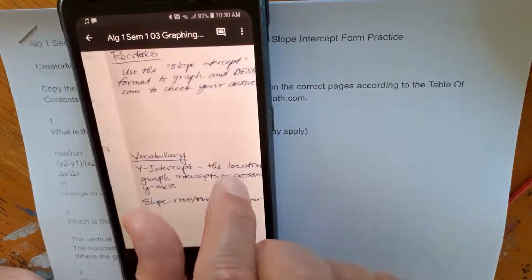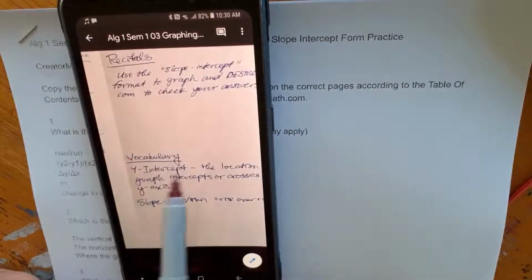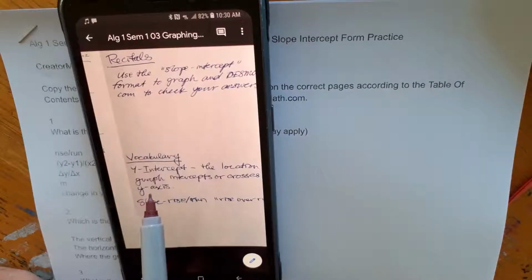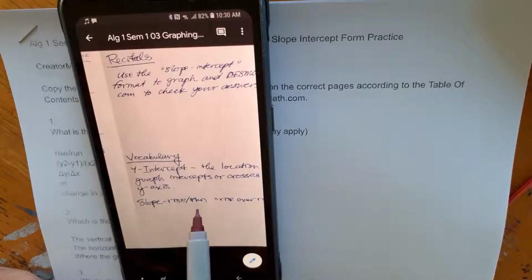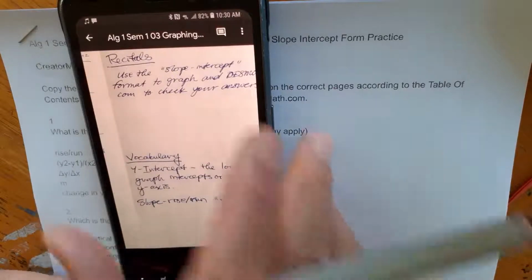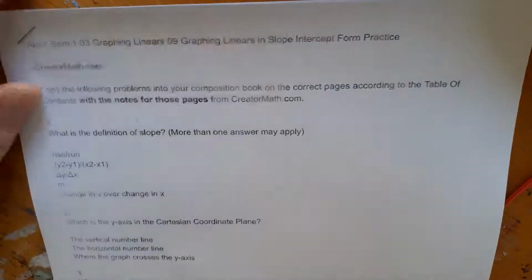Some of the vocabulary: y-intercept, y-axis, slope equals rise over run, etc. Make sure that's all in your comp book. That'll help you answer the problems for this problem set.